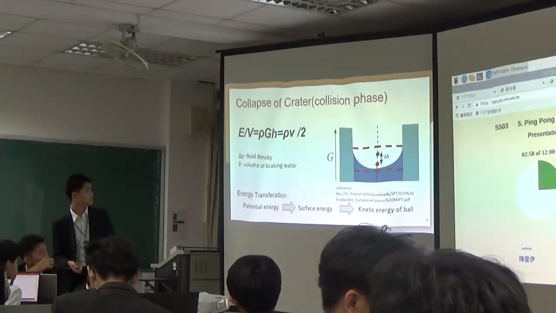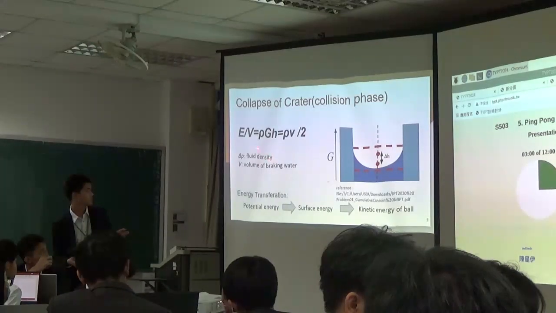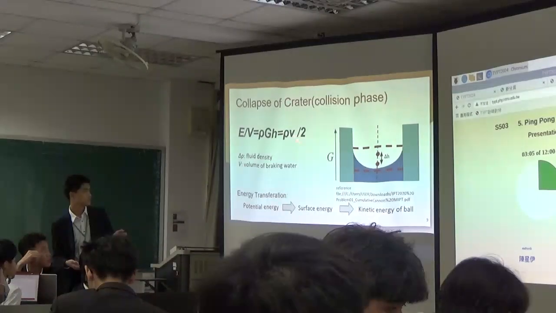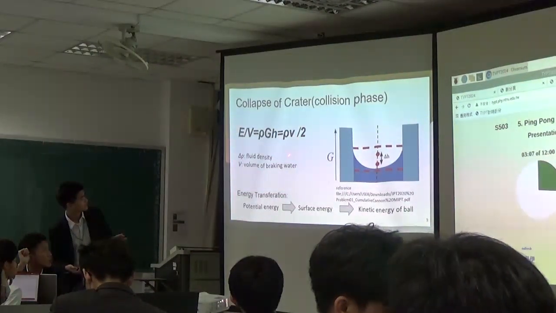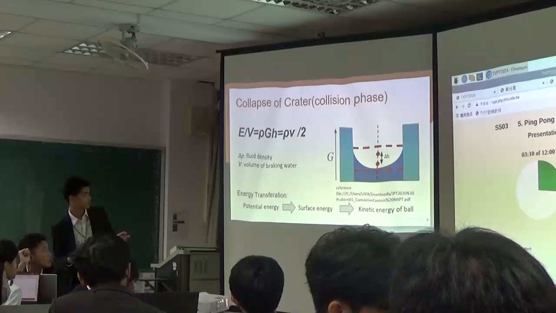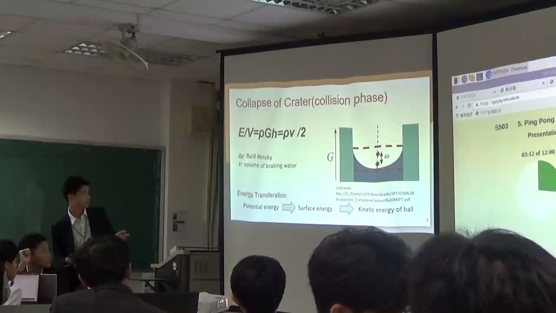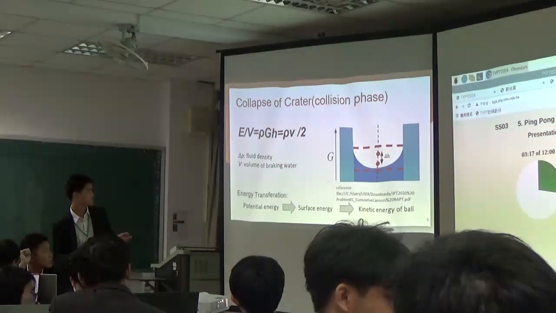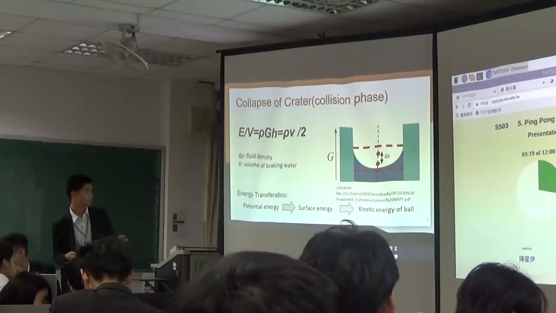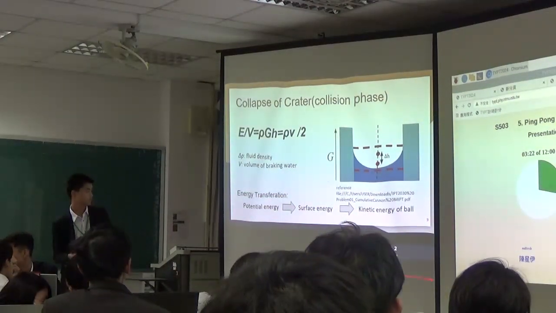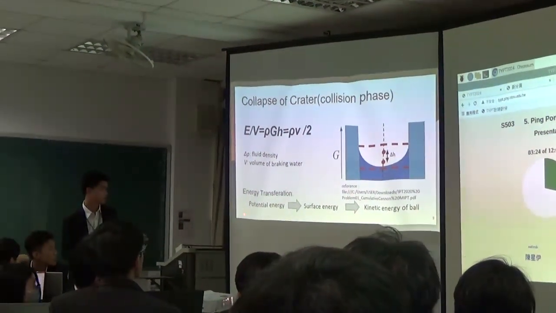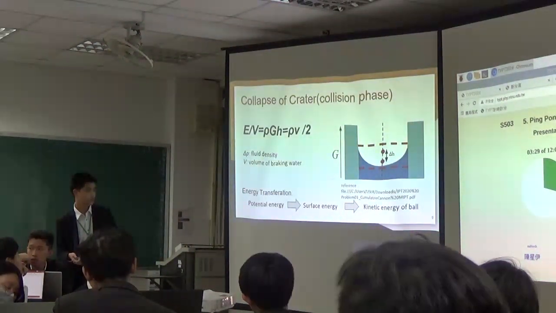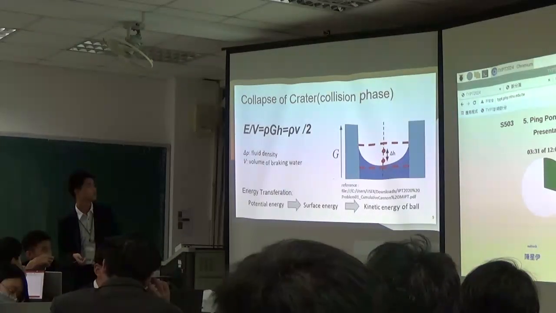The energy divided by the volume is rho G times h, and equals rho v squared divided by 2, where rho is the fluid density and v is the volume of breaking water. The energy transformation starts from potential energy, transfers into surface energy, and at last into the kinetic energy of the ball.